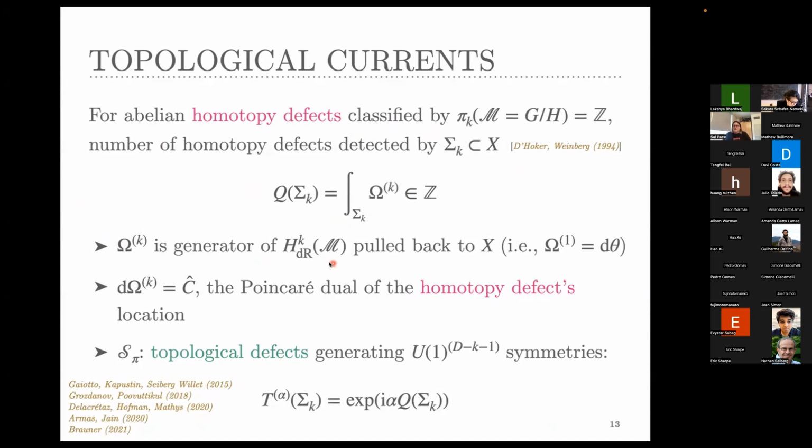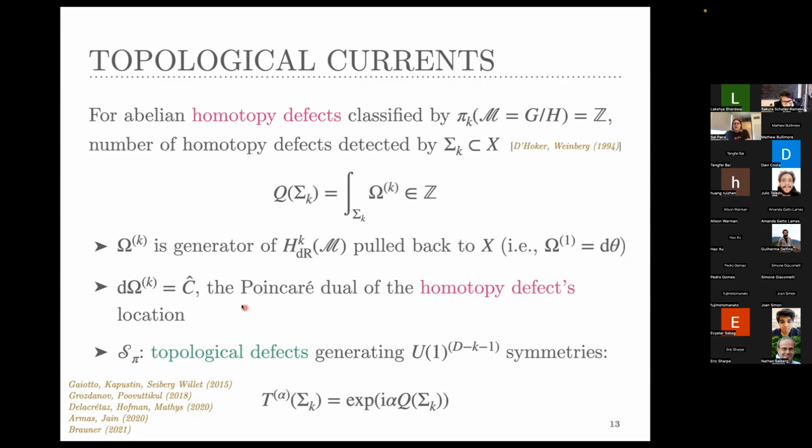So the superfluid example is arguably the simplest example of this type, where the K form is equal to 1. And we pull back from the first cohomology using the order parameter field. And then this omega 1 is d of the order parameter, right? And then generally, when there's no homotopy defects, d of omega will be 0. But when there are homotopy defects, which is the fact that this detects the homotopy defects, d of omega will be c hat, where c hat is the Poincare dual of the homotopy defect's location.